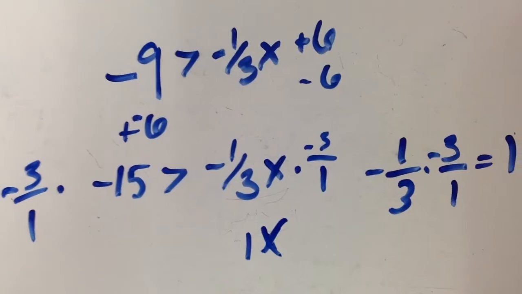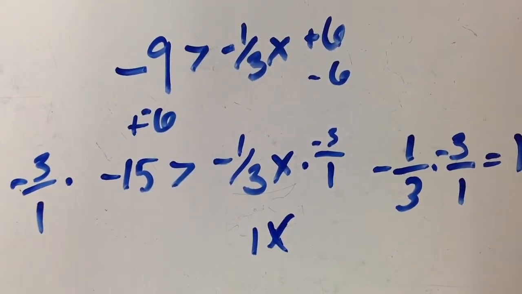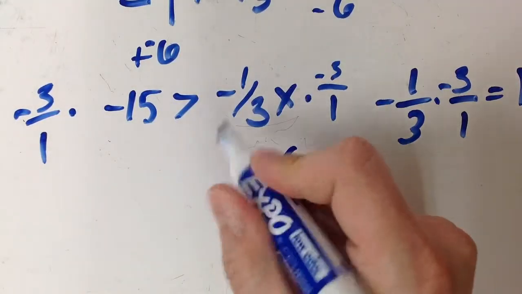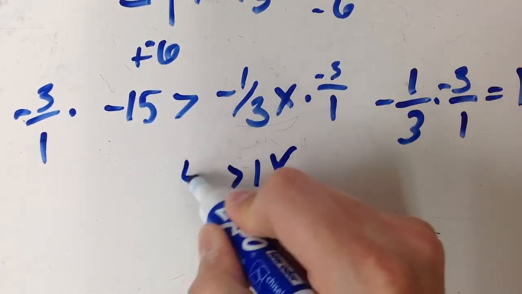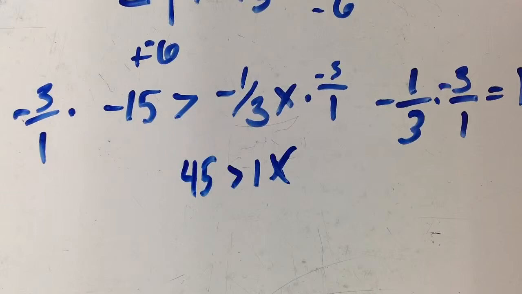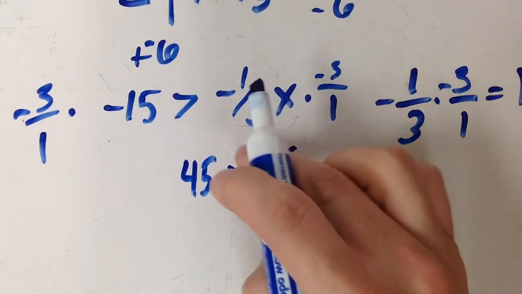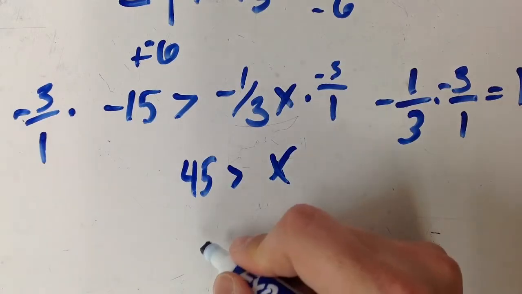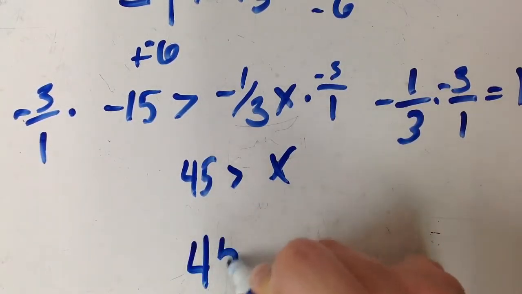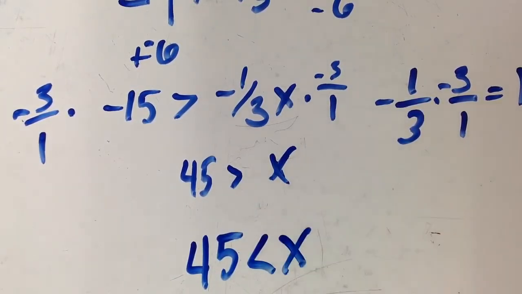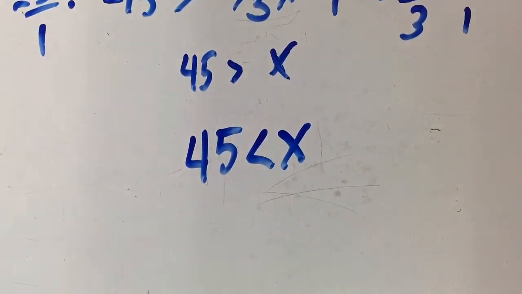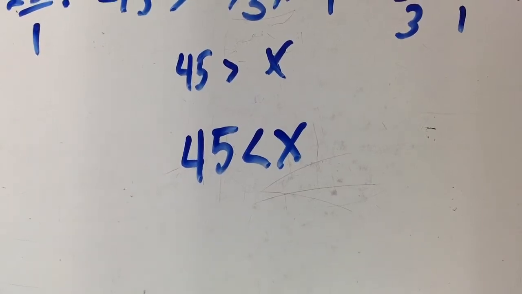And then over here I'm going to simplify. Negative 3 times negative 15 is going to equal a positive 45. Now again, the question is 1x, or x, is the same thing. Did I multiply or divide by a negative number to both sides? The answer is yes. And so I'm going to have to switch my sign over, and so it reads negative 45 is less than x, or x is greater than 45.